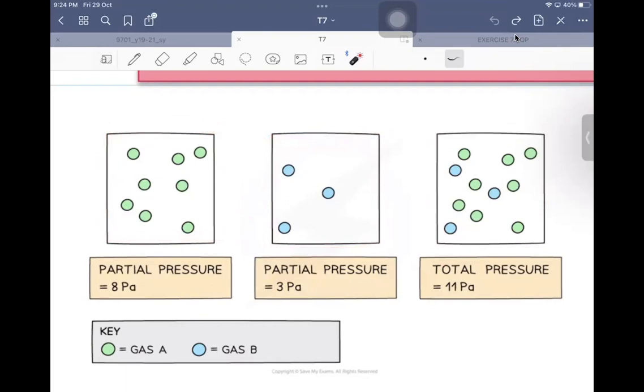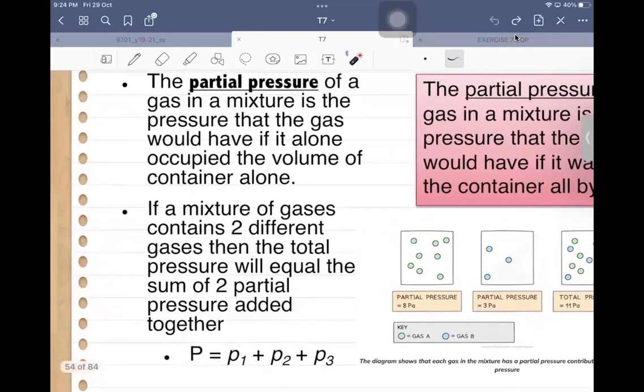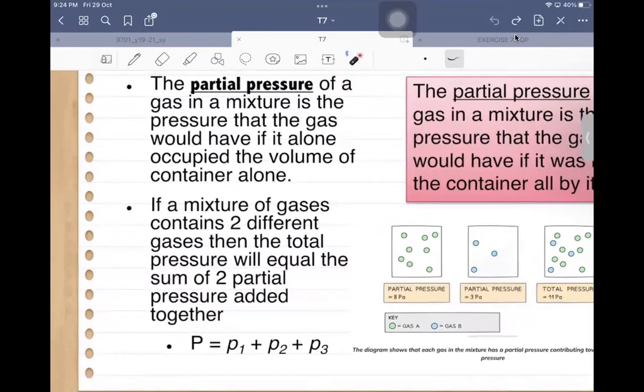All right, so hopefully this is a useful and helpful diagram to help you understand the concept of partial pressure. I've basically already explained that if a mixture of gases contains two different gases, then the total pressure will equal the sum of the two partial pressures added together. So if you have more gases in that system, you would have to add each of the partial pressures together to get the total pressure, right?